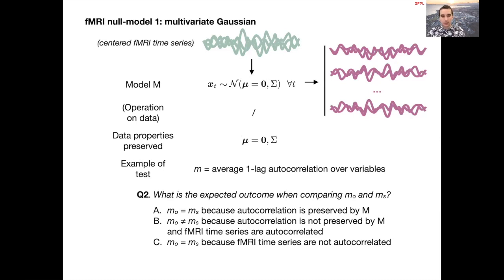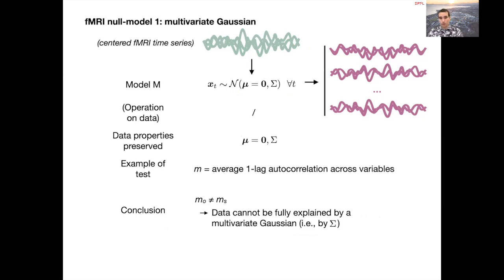So I hope it's clear that it's not answer C, because we know that there is autocorrelation in fMRI time series, right? But using this model that is IID, so each time point is generated independently from the previous one, following this distribution, that means that here we won't have any autocorrelation. And since we know that there is autocorrelation in the original data, we expect to find M0 to be different from the autocorrelation M in surrogate data. So the correct answer is answer B.